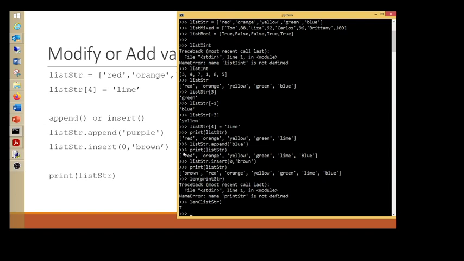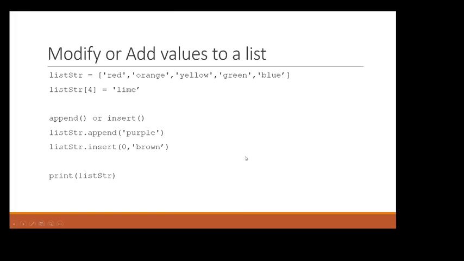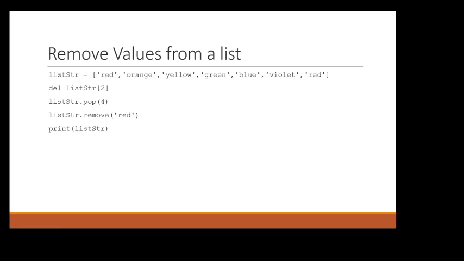All right. So we can see that we can add, modify, or add values to a list. Okay, we can remove values from a list. For instance, we've got this list here. We can delete a specific element in this list object with the delete. So let's go ahead and delete one.